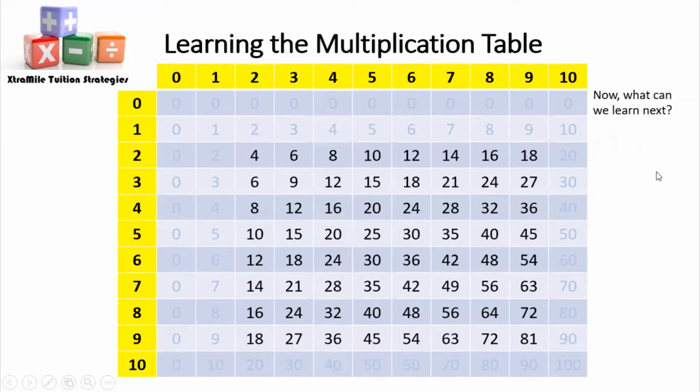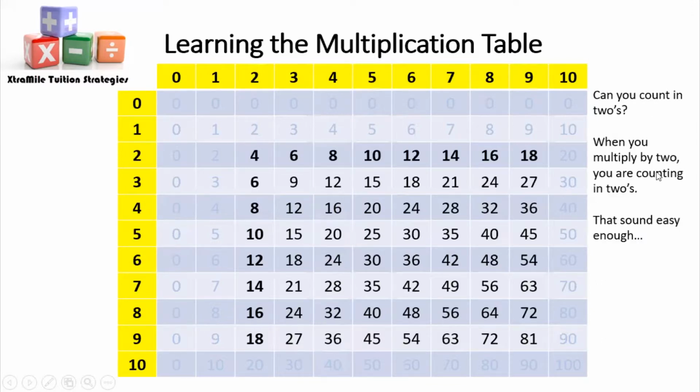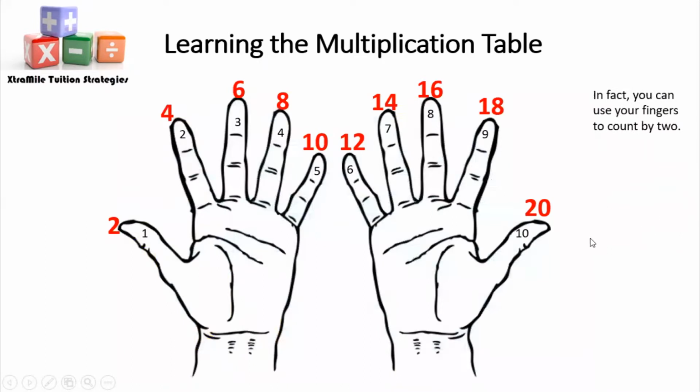Now, what is next? Can you count in twos? Of course you can. 2, 4, 6, 8, 10, 12, 14, 16, 18. When you multiply by twos, you're counting in twos. Now that sounds easy enough, but an easy way to do it is you can use the fingers of your hands. You know there are 5 fingers on your hand. 1, 2, 3, 4, 5. You can count in twos.